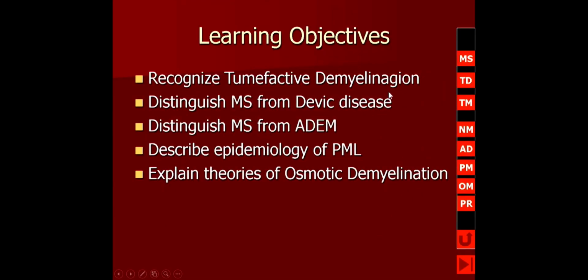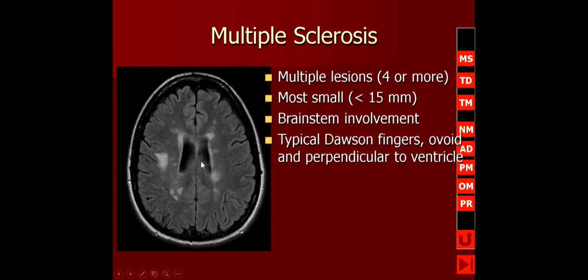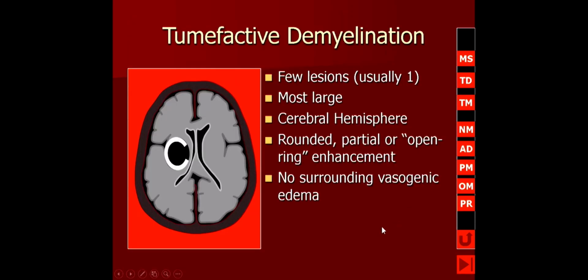We talked about tumefactive demyelination, how to recognize that. We talked about how Devic's disease is typically going to be relatively sparing of the brain. We talked about how ADEM gives us larger lesions, more peripheral. Every one of us has been exposed to PML, but it's immune suppression that's important for the demyelination. So, a cartoon of MS here, small ovoid lesions. Remember the guy with the rainbow mohawk, the Dawson's fingers. They are perpendicular to the edge of the ventricle and relatively small in diameter.